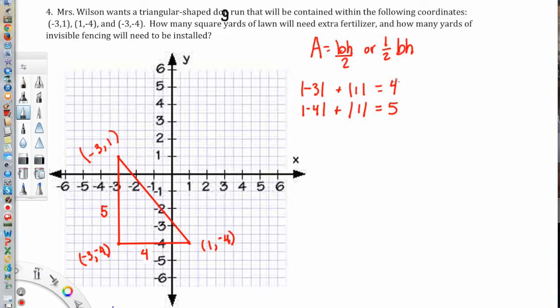We now take our base and height, plug it into our formula: the base, which is 4, times the height, which is 5, and divide it by 2. 4 times 5 is 20, and 20 divided by 2 is 10. So our area is going to be 10 square yards. We'll need to fertilize that square yardage.